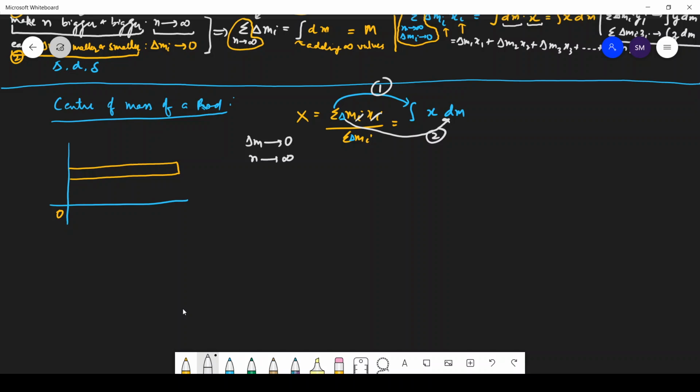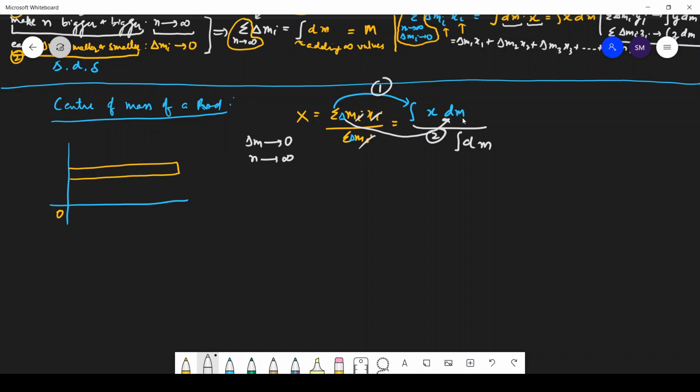Is it okay? Now remove this summation sign and replace it with the integral sign, this delta with d, and remove the i. You will get the integral of x dm divided by the integral of dm, which is M. Any problems? No, sir. Okay, good.